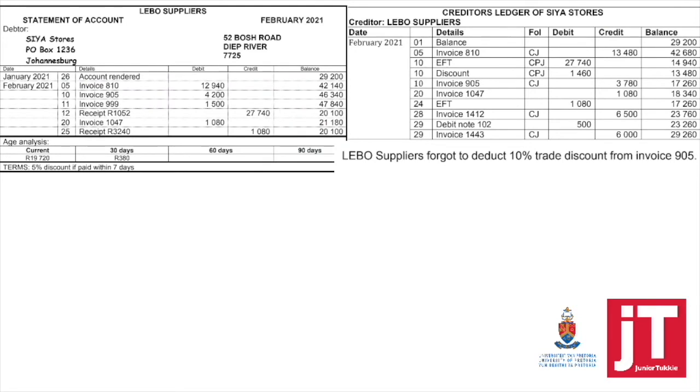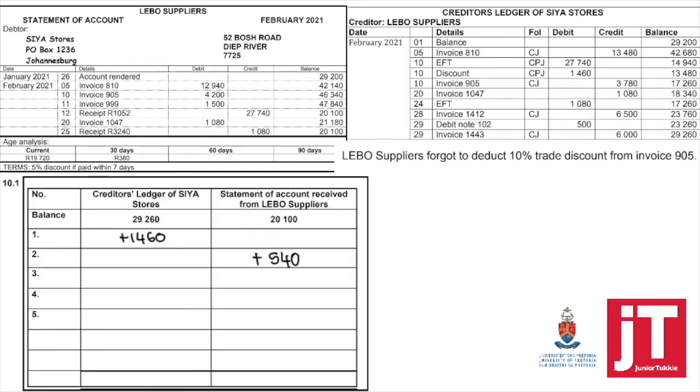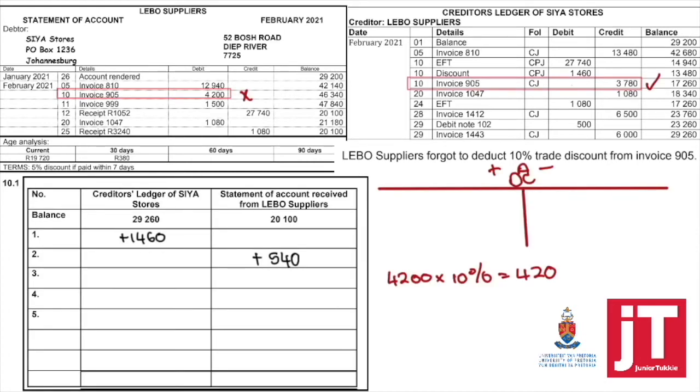Third transaction, Label Suppliers forgot to deduct 10% trade discount from invoice 905. So if I have a look on the creditor's ledger, there's invoice 905, 3,780. And then on the statement of account received, invoice 905 reflects 4,200. Now before we continue, trade discount. Trade discount is paid less on items purchased.